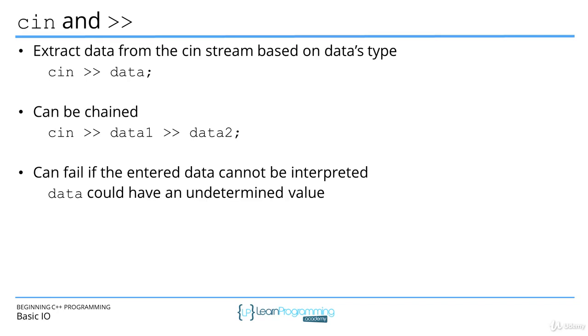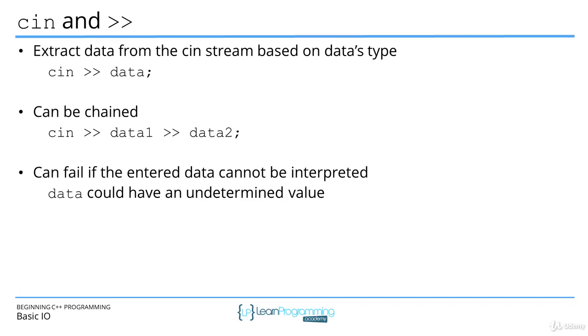Extraction operators can also be chained. In the second example, two variables, data1 and data2, will be assigned values read from the keyboard based on their type. The characters entered using the keyboard will only be processed when the enter key is pressed. Cin extraction uses white space, that is, spaces, tabs, new lines, as terminating the value being extracted. That's important to understand, so if you put spaces between the things that you type in, the spaces will be ignored.